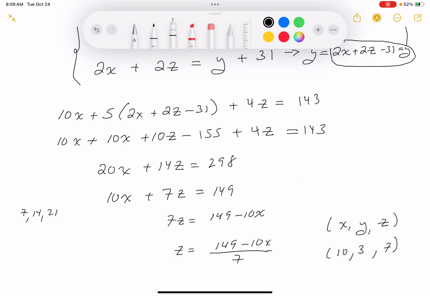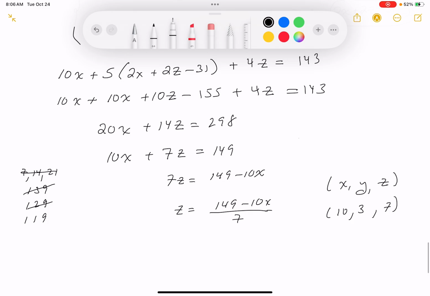And I've got to only do this with positive numbers, by the way. You can't have a negative number. If you tried 1, let me point out what I mean by that, I'd get 139, right? Now looking at 139, that's not divisible by 7. I'm going to say that's not working out. Let me try 2, and you get 129. Well, that's not divisible by 7 either. Let me try 3, and what do you get? 149 minus 30, that would be 119, right? Now, is 119 divisible by 7? And I say yes.